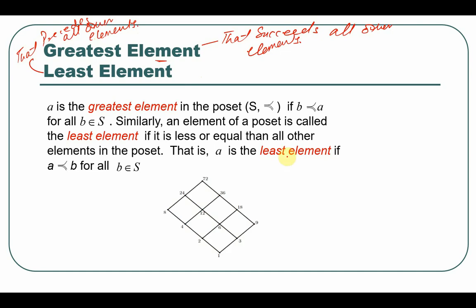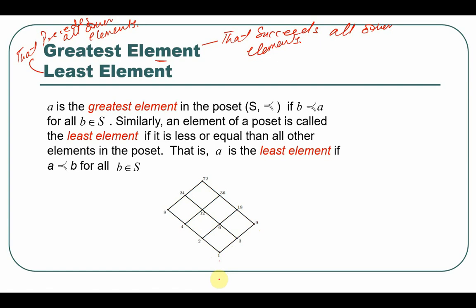If this is the Hasse diagram, you can see I have an element 1 over here which is preceding all the other elements. See, 1 is related to 2, 1 is related to 3, 1 is related to 6. How? 1 is related to 2 which is related to 6. 1 is related to 3 which is related to 9, and so on.